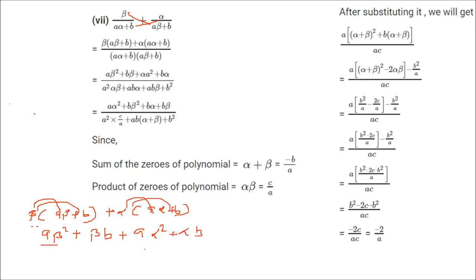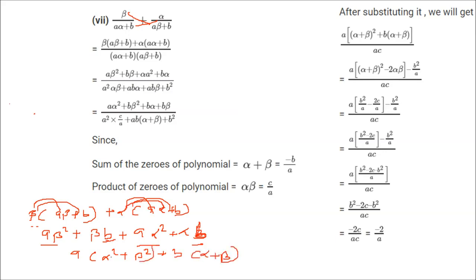We take a common from here, alpha square plus beta square. This is beta b, this is alpha b, sorry. So we take b common from here, we get alpha plus beta.